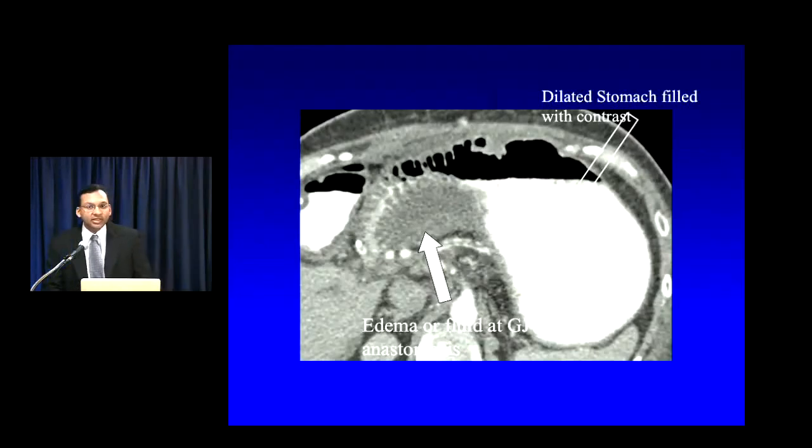Now, in most cases, it has to do with the underlying autonomic innervation, but in the immediate postoperative period, you can end up with a dilated stomach as a result of edema and thickening at the gastrojejunal anastomosis, as in this case.